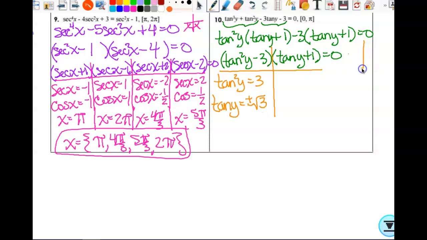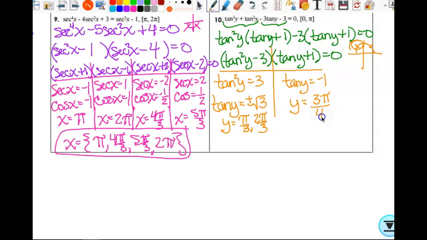My interval here, I'm going from 0 to pi. So tangent is positive and negative in that range. So I just need to think about what is the reference angle that gives me a tangent value of the square root of 3. Pi thirds. So I need my first quadrant, which is pi thirds, and then my second quadrant is 2 pi thirds. Right? Then here I get tangent of y is equal to negative 1. Tangent's only negative in the second quadrant in that interval. What is the reference angle that gives me a tangent value of 1? Pi fourths. So then I need my second quadrant pi fourths angle, which is 3 pi fourths.